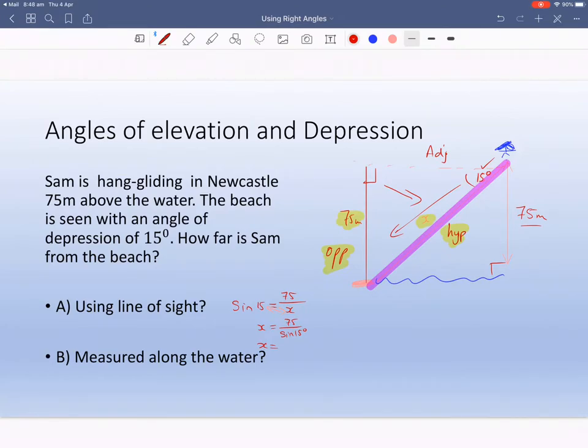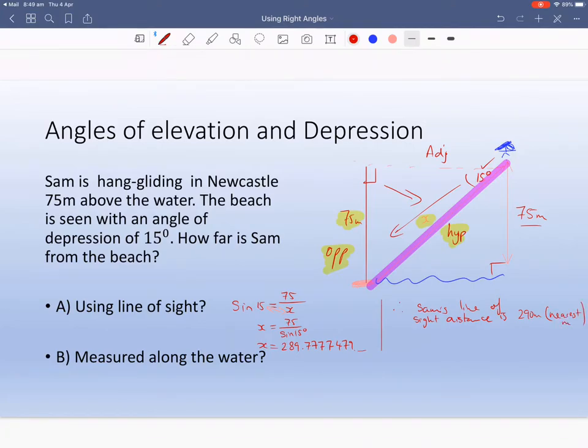So I get 289.777749479, and that will continue to go on and on and on. And so I need to just summarize it a bit better. So I'm going to go, therefore, Sam's line of sight distance is 290 meters, and I'm going to go in brackets nearest meter.